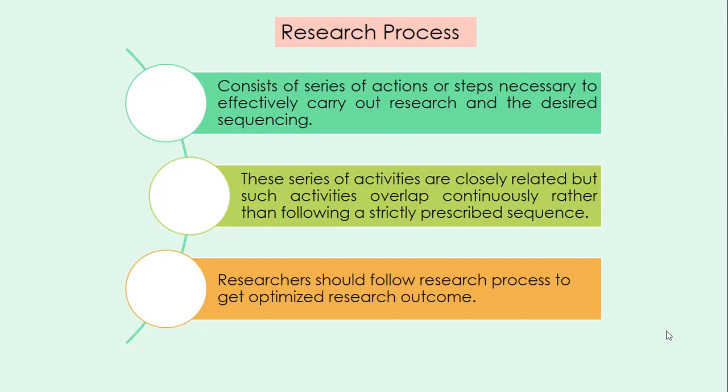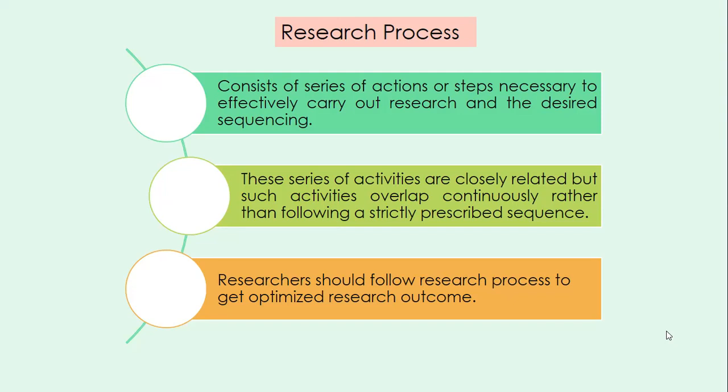So the research process normally consists of a series of actions or steps necessary to effectively carry out research in the desired sequencing. When you say series of actions, it is in order, right? You cannot have the second step if you are not done with the first step. So it's a series, in a proper manner. You can do it effectively if you do it in a proper manner.